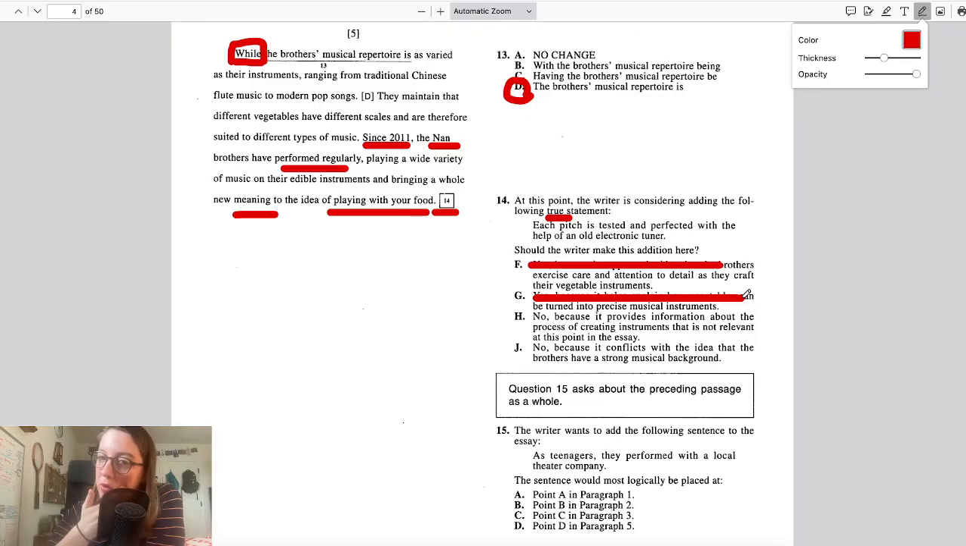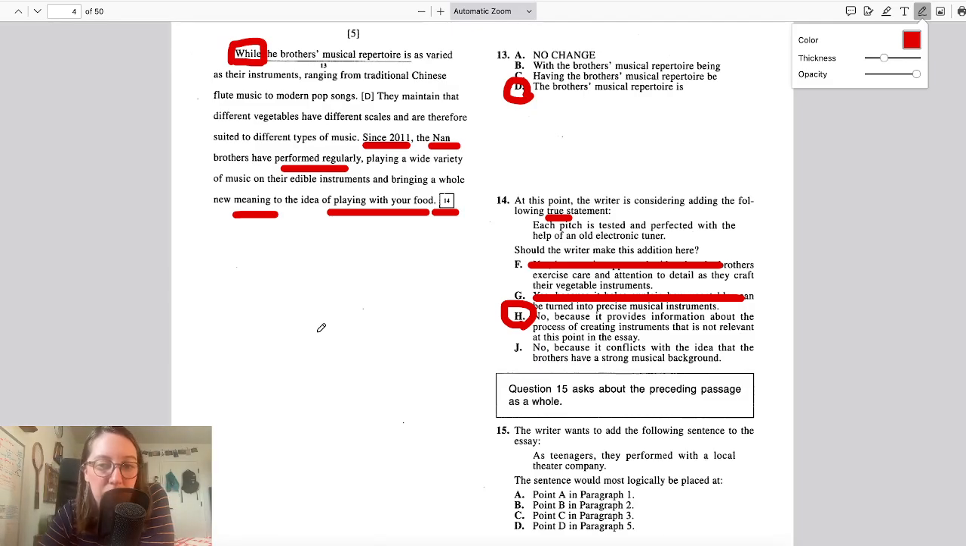So this is a two-part question. No, because it provides information about the process of creating instruments that is not relevant at this point in the essay. That sounds correct to me. Let's just check J to be careful. No, because it conflicts with the idea that the brothers have a strong musical background. Okay, so it's arguing that they wouldn't need to use a tuner if they had a strong musical background. That's obviously not relevant or true. So we're going to go with H.